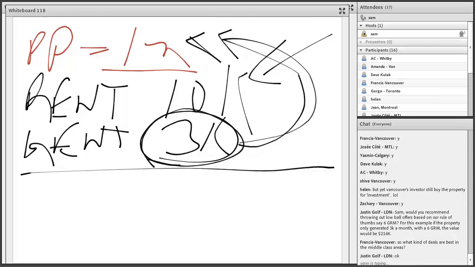Would you recommend throwing out lowball offers based on our rule of thumb, say 6 GRM? For this example, if the property only generates 3K a month with a 6 GRM, the value would be 216K. Yeah, I agree with you, Justin. So don't even bother, Justin.